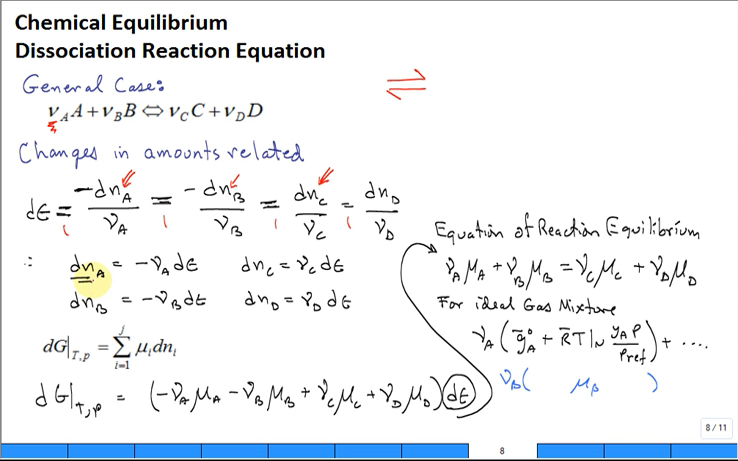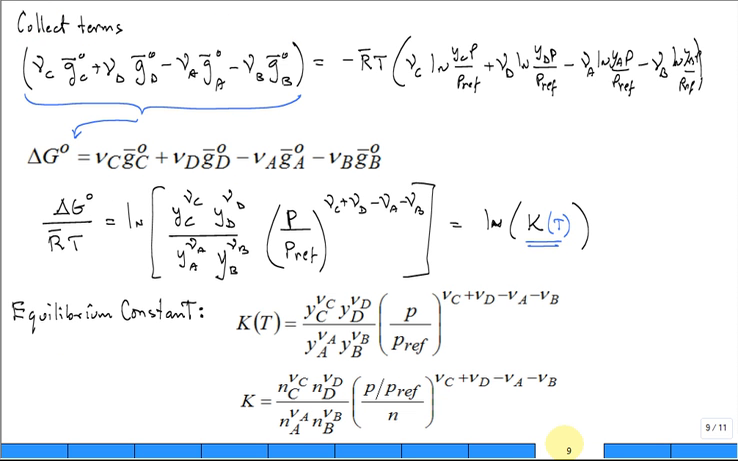So the change in A is equal to minus nu of A times the extent of the reaction, d epsilon. You want to get rid of that d epsilon, put it into the equilibrium criteria. You have the d epsilon, then you can cancel it. And so the equation of reaction equilibrium is you have the stoichiometric coefficient times that molar Gibbs function, mu, and that molar Gibbs function expanded for ideal gases, dot, dot, dot. And when you combine terms, you combine everything that's a function of temperature on one side and the function of pressure on the other side.